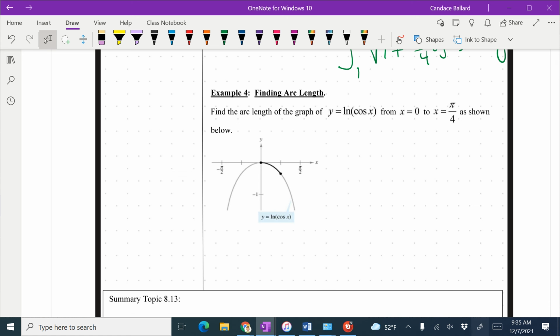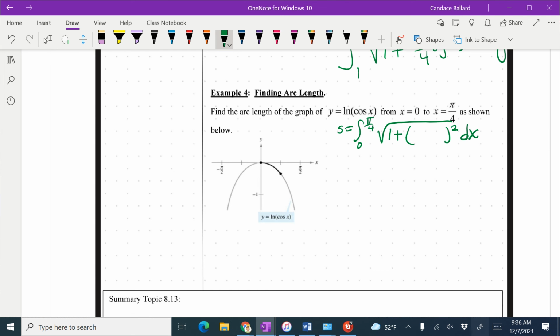So to start arc length, I know it's s equals, what are my bounds going to be? 0 to pi over 4. Good. And then what's the next part of my formula look like? Square root of 1 plus, and we've got to take the derivative and square it, dx.